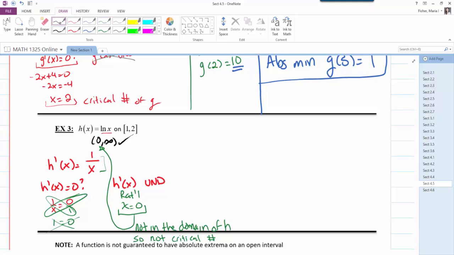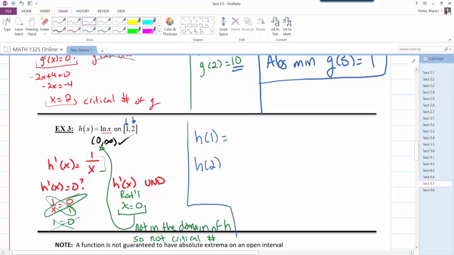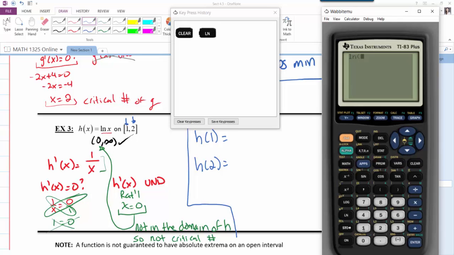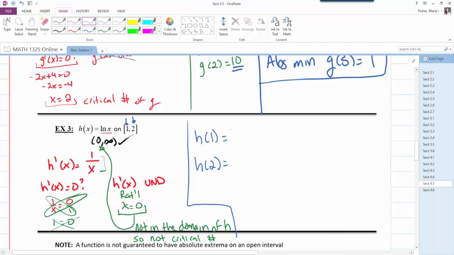So then I need to do step 3, which is to evaluate at the endpoints. So I need to figure out what is h of 1 and what is h of 2. Grabbing a calculator, if I take the natural log of 1, I get 0. And if I take the natural log of 2, I end up with 0.693. So this is the natural log of 1, which is equal to 0, and this is the natural log of 2, which was 0.693.